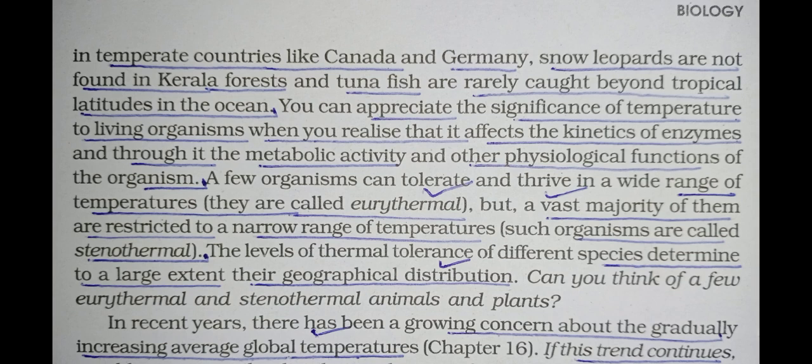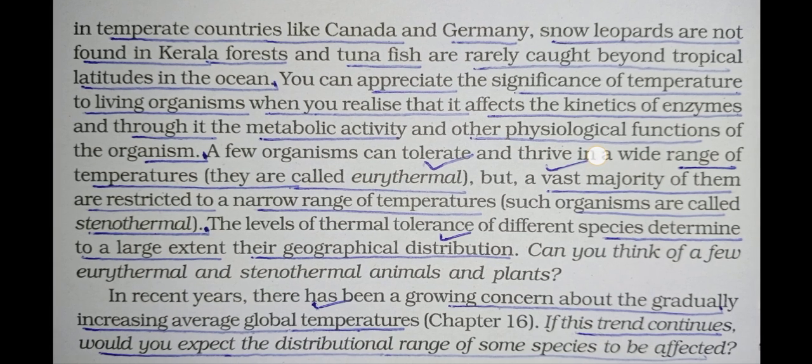Now see the definition of eurythermal and stenothermal. A few organisms can tolerate and thrive in a wide range of temperatures, known as eurythermal organisms. Underline the definition. But a vast majority of them are restricted to a narrow range of temperature, known as stenothermal organisms. The levels of thermal tolerance of different species determine to a large extent their geographical distribution. It means that because of temperature variation, the geographical location of organisms will be determined.